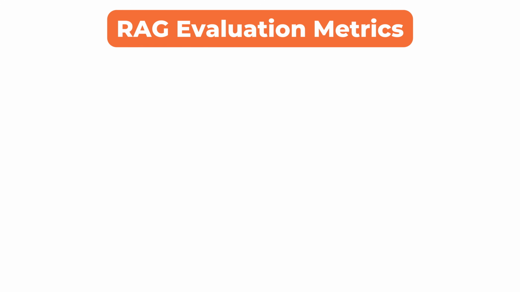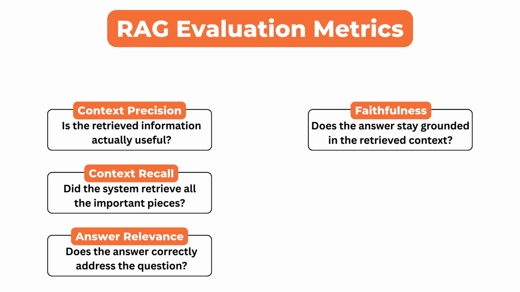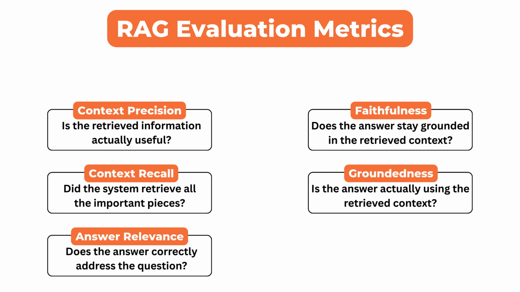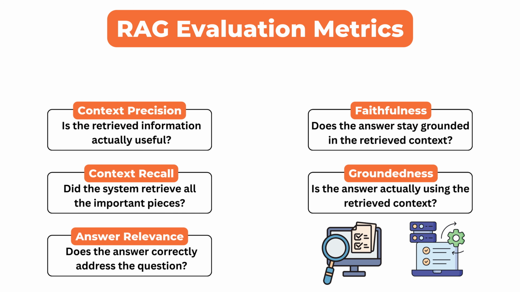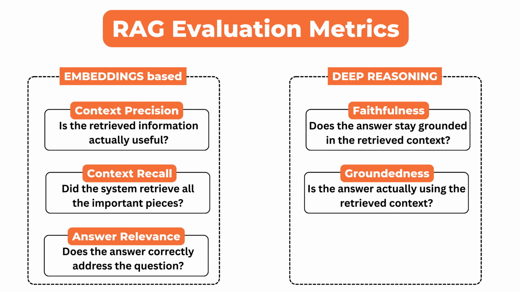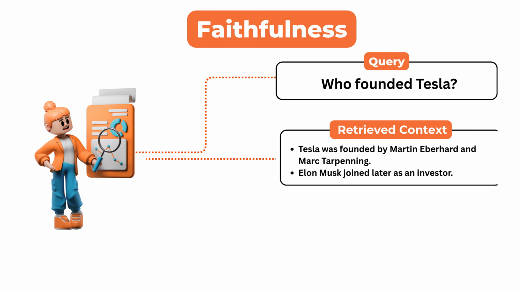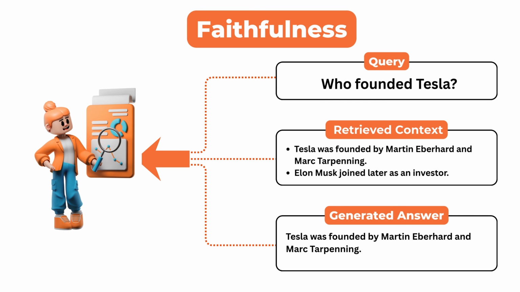These RAG evaluation metrics like context precision, context recall, answer relevance, faithfulness, and groundedness give a good understanding of how well the system retrieved information and how accurately it used that information. But in practice, calculating these scores consistently is not always simple. Some of them can be computed with embeddings, but others need deeper reasoning. For example, to check faithfulness, an evaluator has to read the question, the retrieved context, and the answer together and decide whether the answer is fully supported.